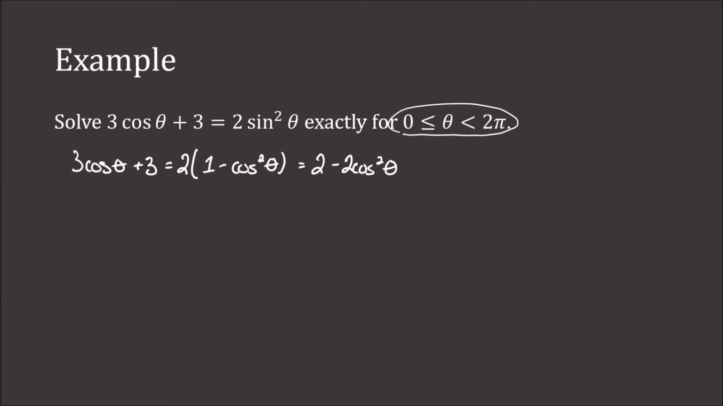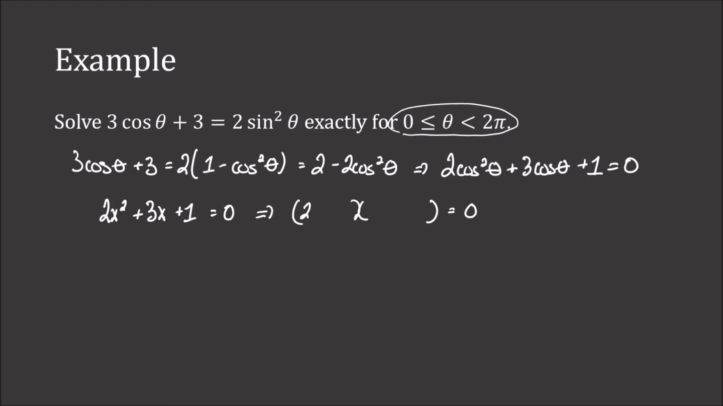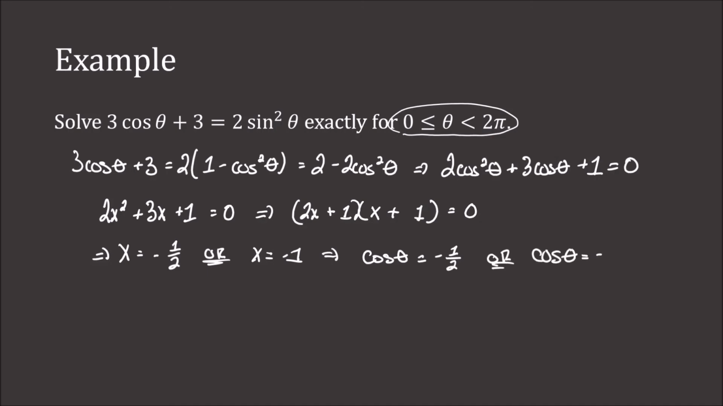If we distribute that 2 through, we get 2 minus 2 cosine squared. This tells us that 2 cosine squared plus 3 cosine of theta, and that'll be 3 minus 2, which is plus 1, is equal to 0. This has the form of 2x squared plus 3x plus 1 is equal to 0. Now this can be factored. Put a 2x here, an x here, then they'll both be 1s, and they'll both be plus. Which means that x is negative 1/2, or x is negative 1. But since x was cosine, we have cos theta negative 1/2, or cosine of theta is minus 1.